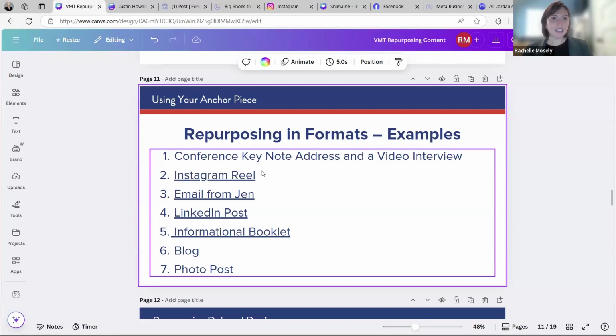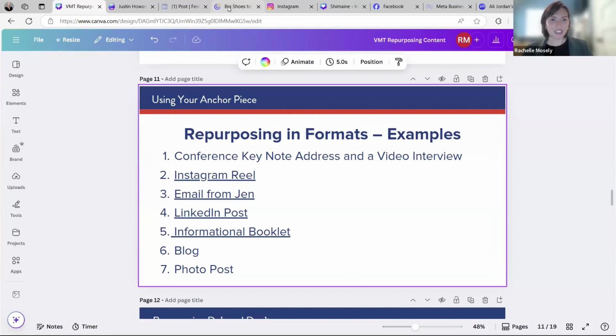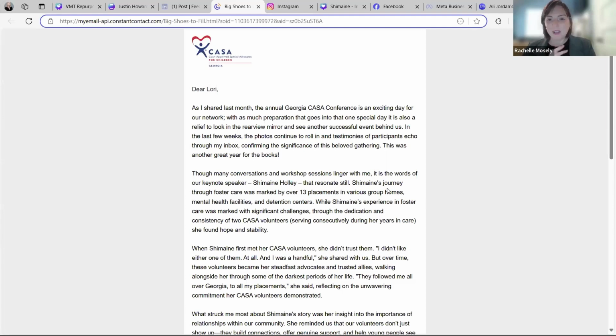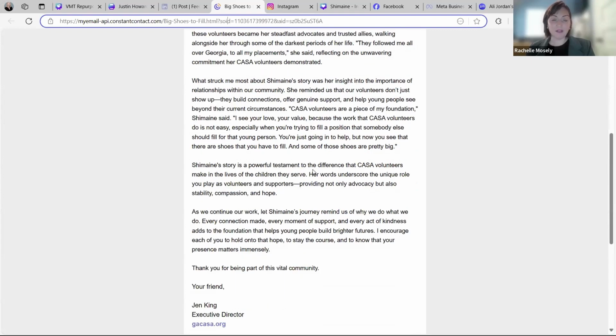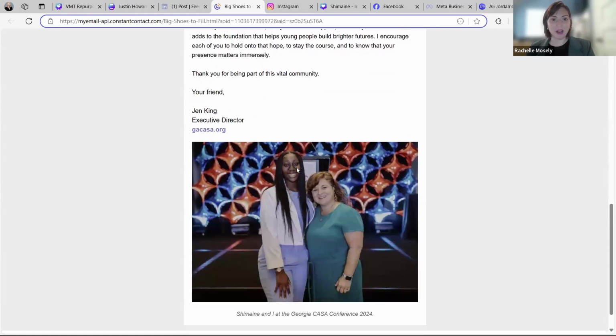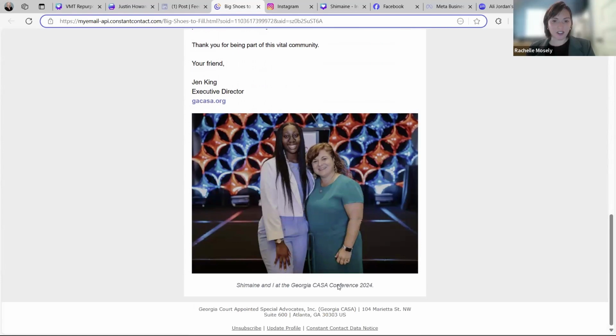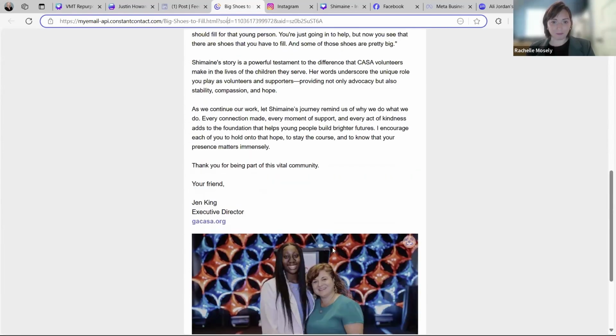So that's one thing. The next thing I did was on Jen's monthly email. This is what I mean, where it may not always look so obvious or look so similar. She talked about all the preparation that goes into the conference and reflected on the conference. In that, she mentions Shemaine and pulls a quote from her talk and includes it here in the letter. This is another way we've repurposed this interview. And then at the bottom, I included a photo of her and Shemaine from the conference.